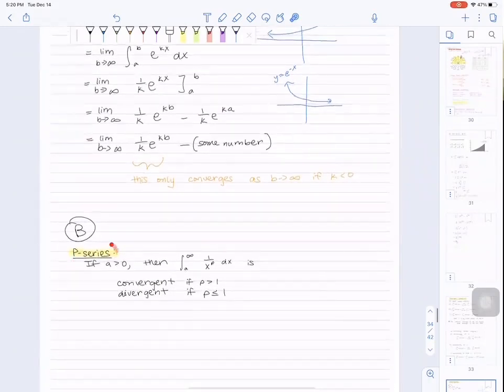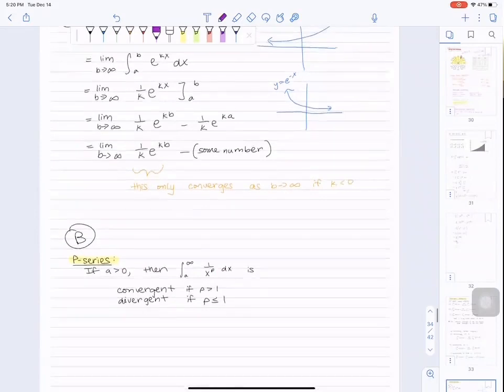Another popular one is the p series. If you ever see 1 over x to some exponent p, or the integral of x to some negative p, well, that would be a different rule. But if you see a variable to some exponent, then this converges if that exponent is greater than 1, or diverges if that exponent is less than or equal to 1.